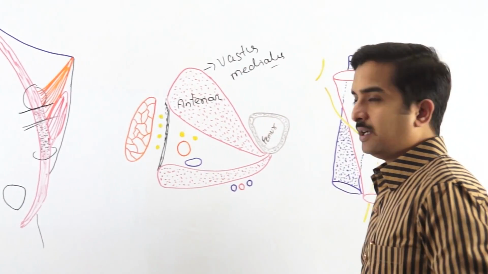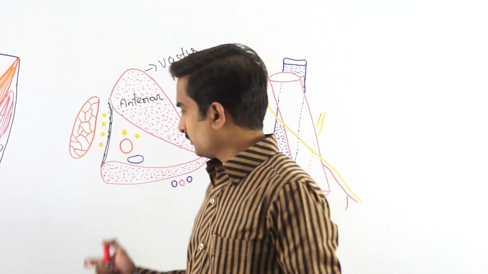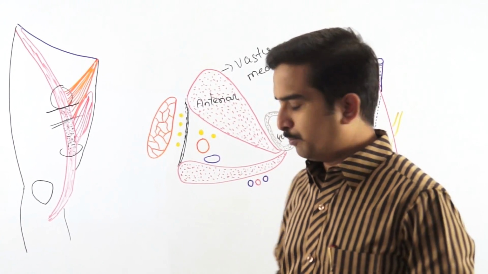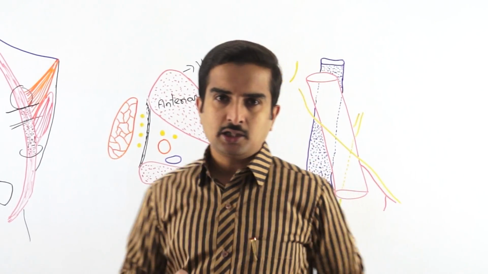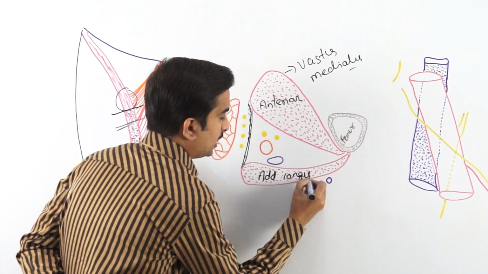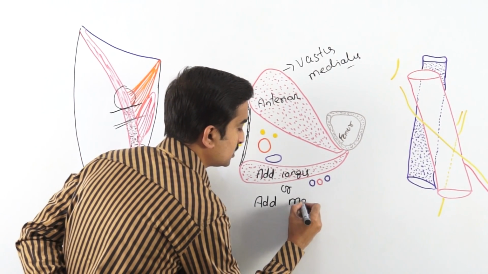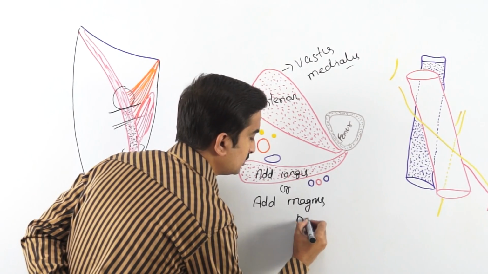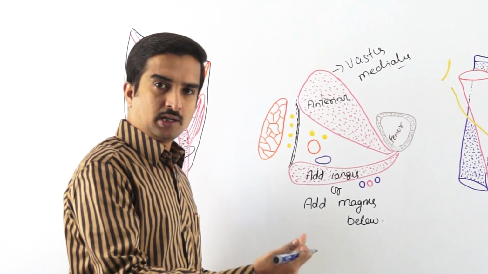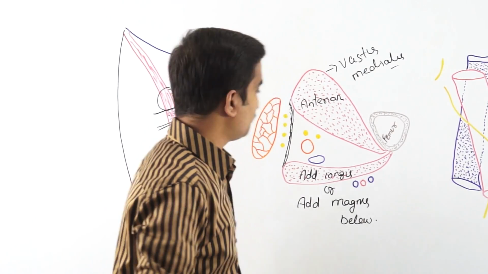So here we are discussing the boundaries of the adductor canal. It has an anterior wall and a posterior wall. The posterior wall is also known as the floor of the canal. The posterior wall is formed by the adductor longus above or the adductor magnus below. Because I told you that in the lower part of the canal, the posterior wall or the floor is formed by the adductor magnus, right?